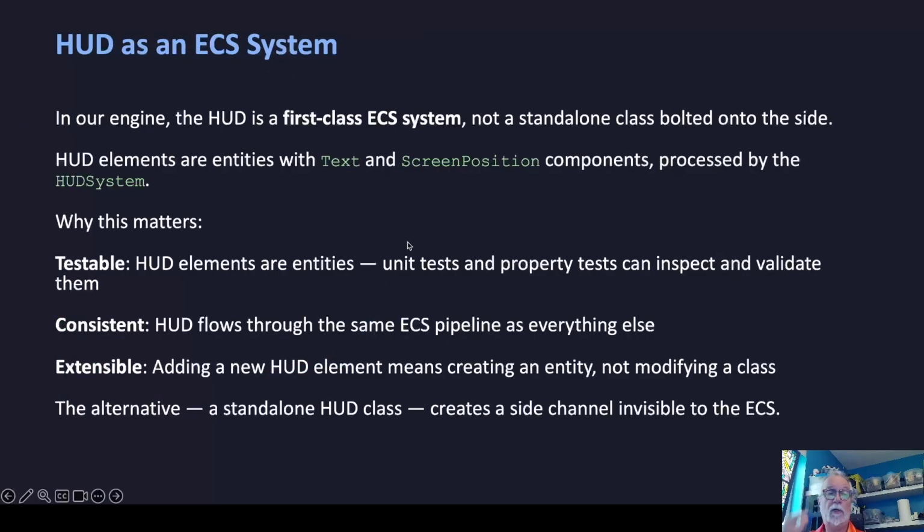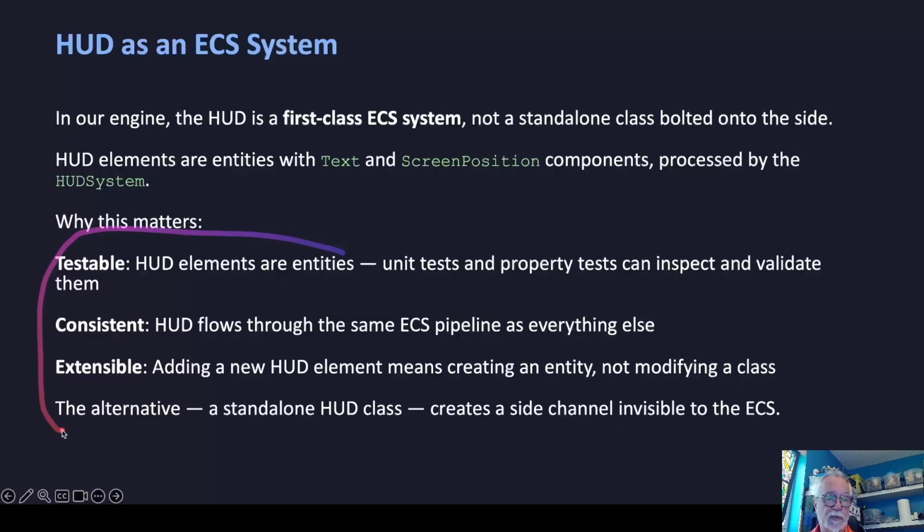How are we going to build our HUD? We're going to build it as a first-class ECS system. So what is a system? If you remember, we have this spreadsheet with rows, and every row has components. And so our ECS HUD system is going to look for entities or rows that have text and screen position, right?